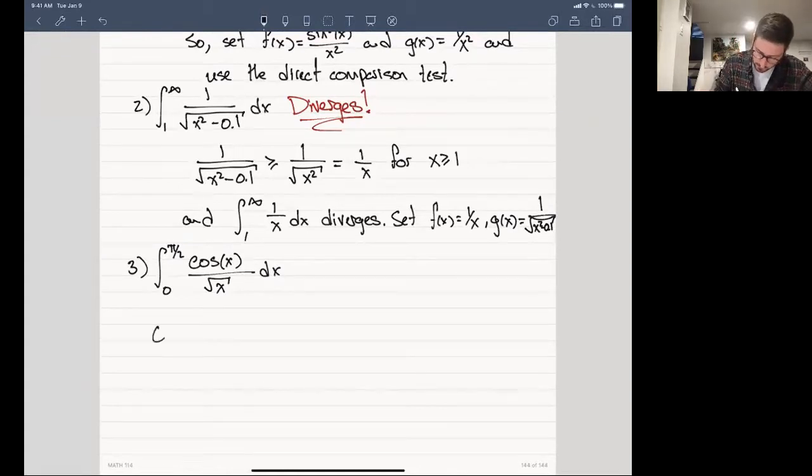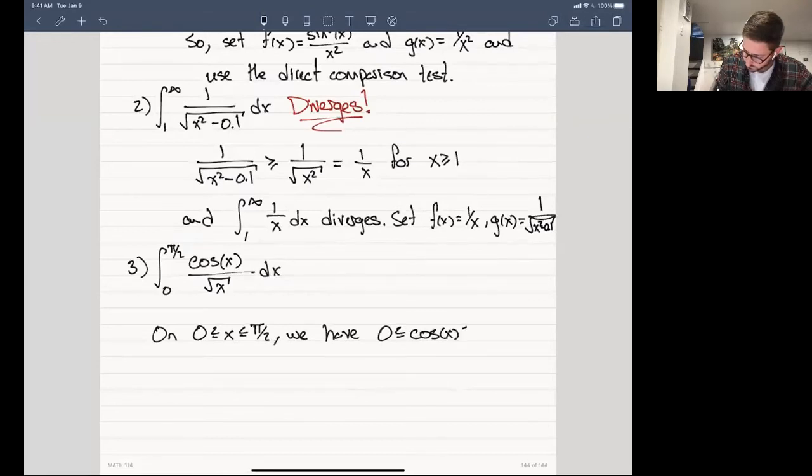Okay, well, the first thing I'm going to tell you is for 0 less than or equal to x, which is less than pi over 2, we have that cosine is between 0 and 1. Right, so this is pretty well known. And so this means we can divide all 3 sides by the square root of x. So I get my function in the middle here.